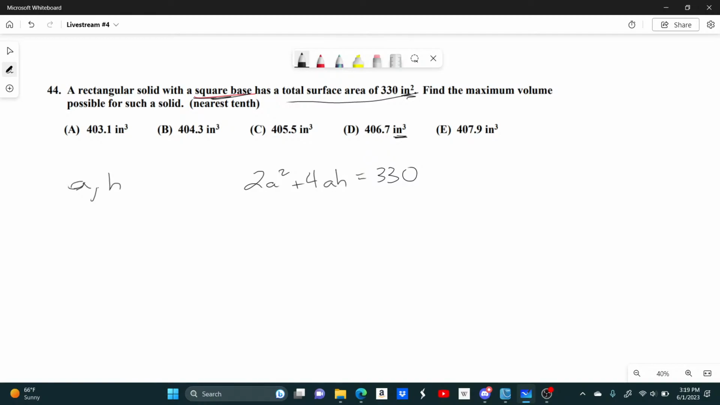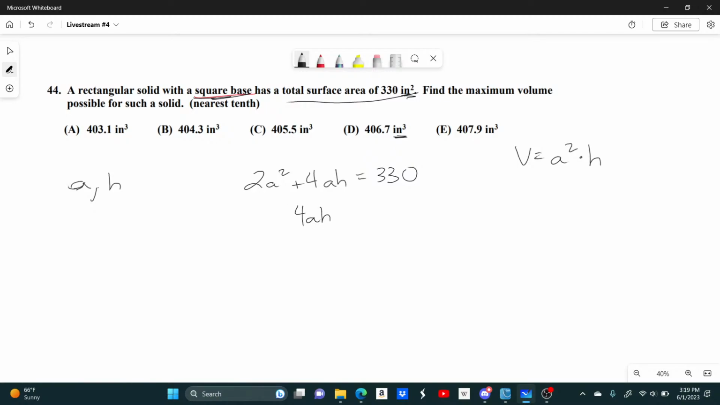So now, the reason I did that is because when you're finding the maximum volume, volume would be A squared times H. I'm trying to get it all in terms of one variable so that I can minimize or maximize it in order to find the maximum volume. Since H is by itself right here, I'm good to solve for H.